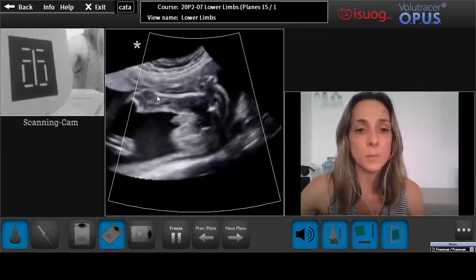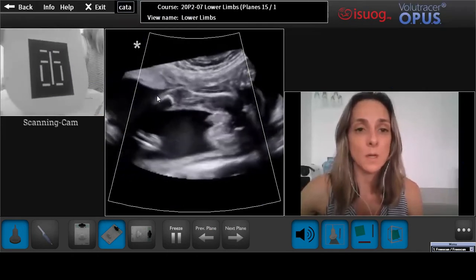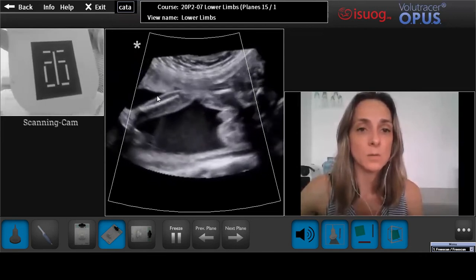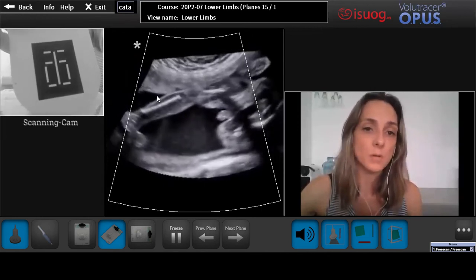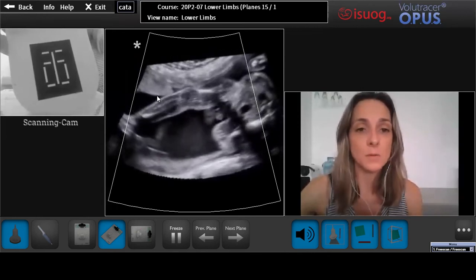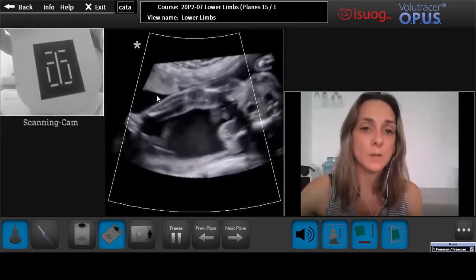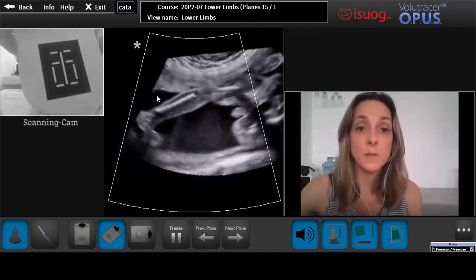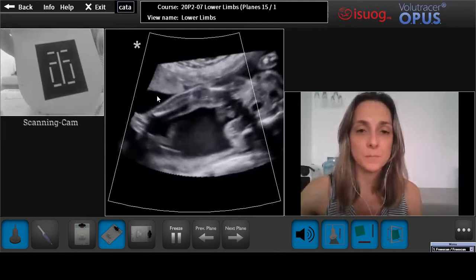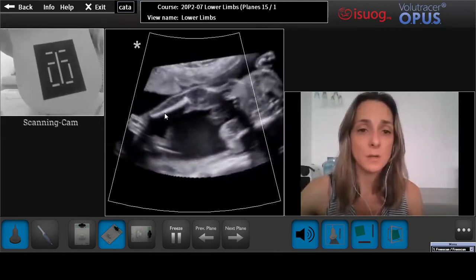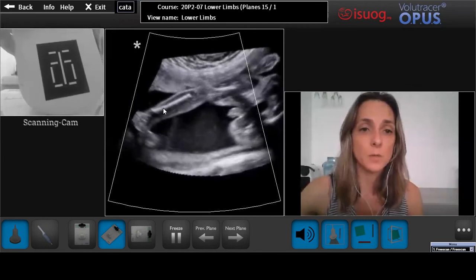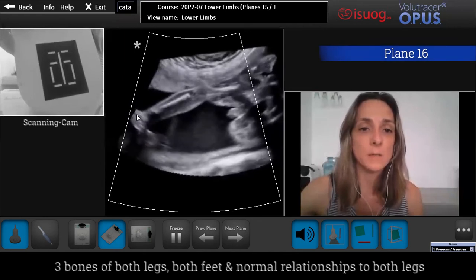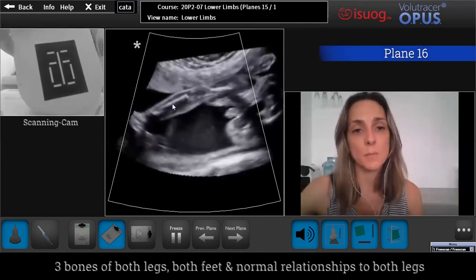And then we move on to plane 16, which would be the 3 bones of the leg, so you have to start angling and rotating your probe. You never know how the legs are positioned, so you have to find a way of finding your bones without lifting the probe so you don't get lost. So once you see here the tibia and slide forward to see the fibula and the carrying angle of the foot, now you have plane number 16. You have checked the 3 bones of the leg.